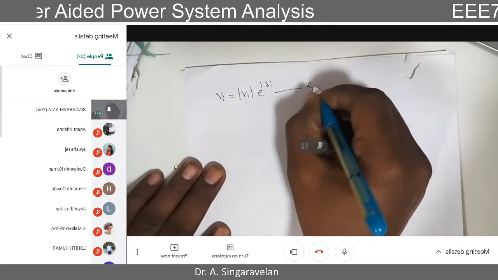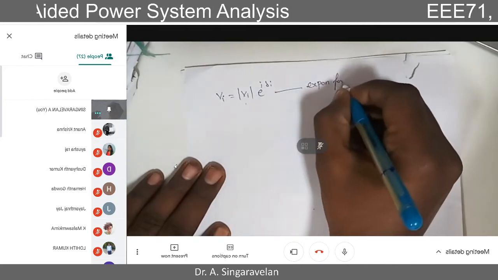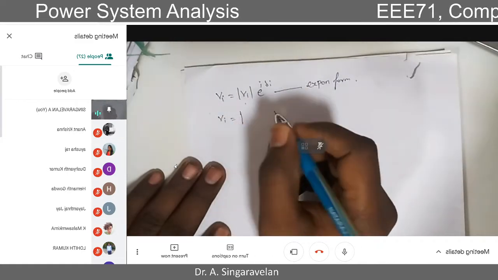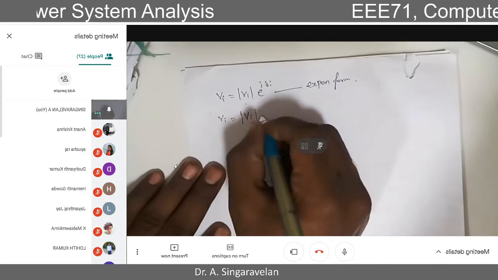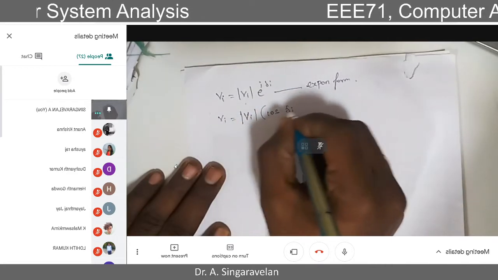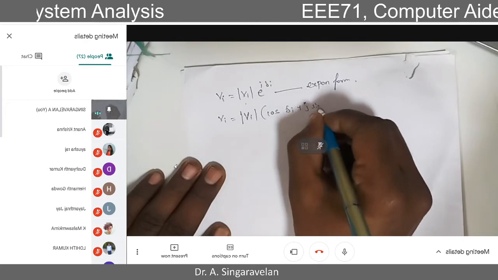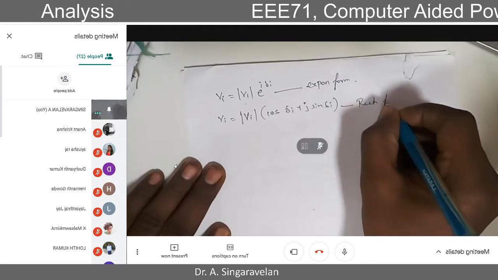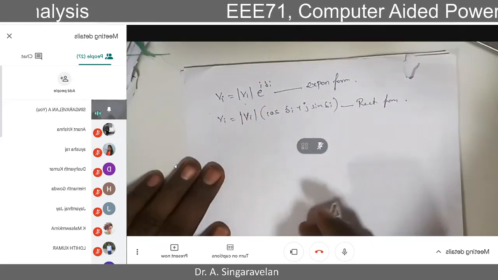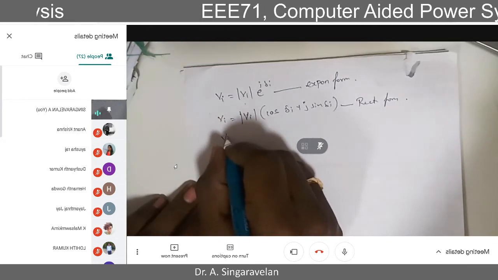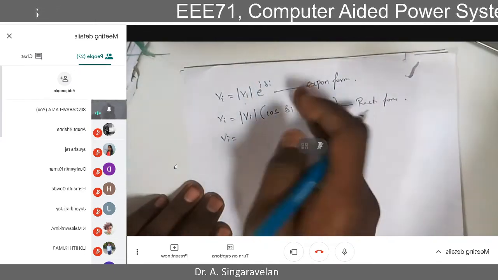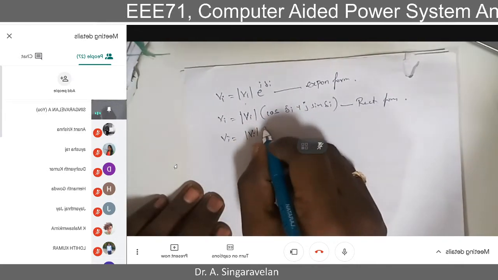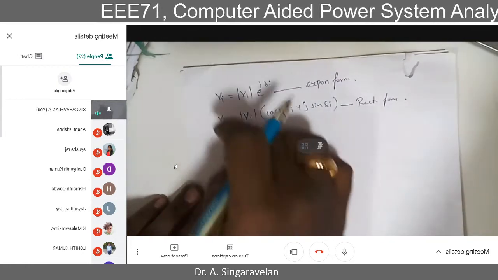So for example, if it is exponential form, the same voltage equation I can write in rectangular form also: nothing but cos delta i plus j sin delta i. So this is in rectangular form, right? And the same thing I can express in polar form also. All these three are the same, just for representing I can write it like this. So in polar form, I will just have an angle only. So all these three are nothing but voltage expressions.